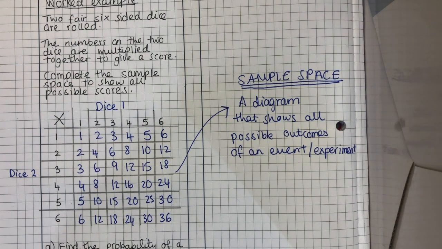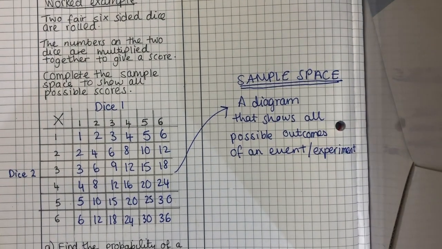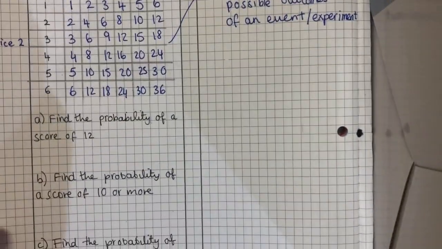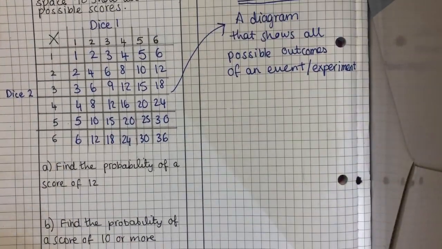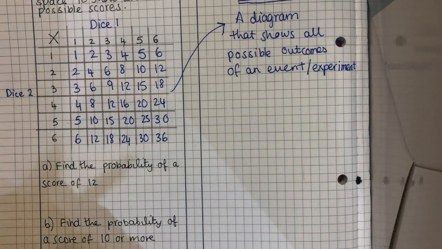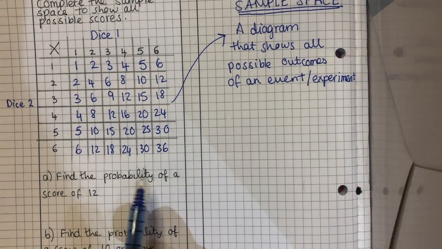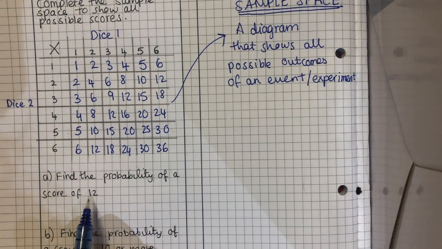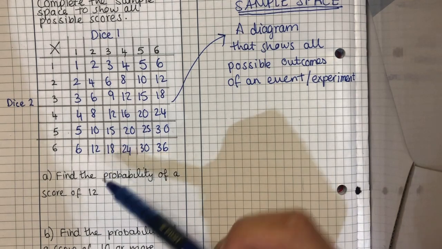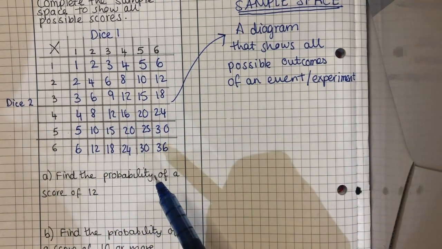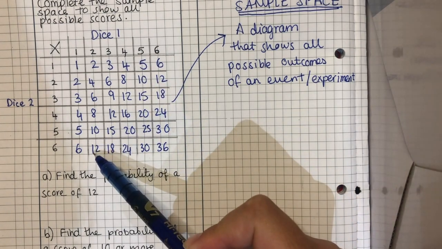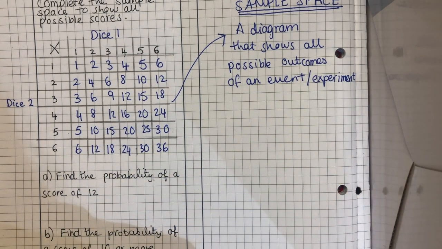Okay, now that I've filled in my sample space, I now need to answer the questions underneath. This sample space is a very clear way to show you all the possible outcomes. It's asking you to find the probability of a score of 12. Now you need to look in your sample space diagram and find how many scores of 12 you have. You have 1, 2, 3, 4 12s.